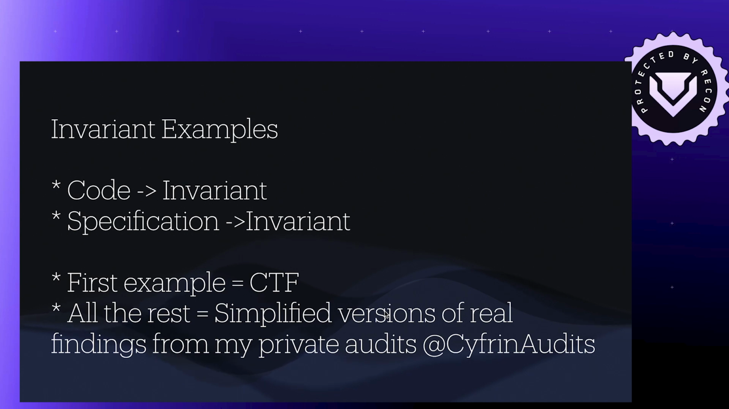So here we're going to see some examples of invariants. We're going to see an example of going from the code to the invariant, and then we're going to see a lot of examples of going from a specification to an invariant. The first example is from a well-known CTF from Damn Vulnerable DeFi, but everything after the first one are all simplified versions of real findings from my private audits at Cypher. So this is real world stuff.